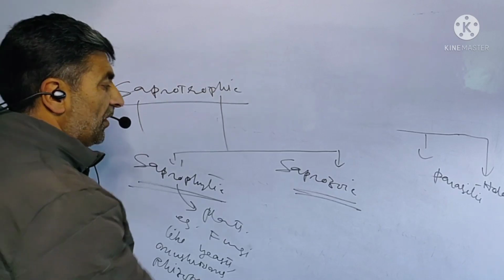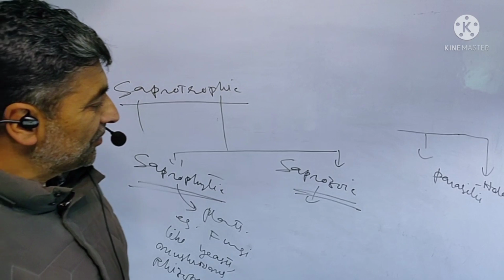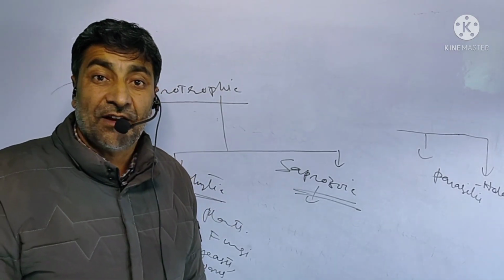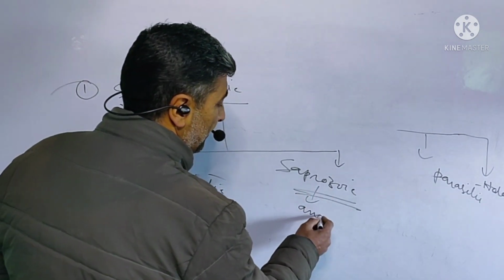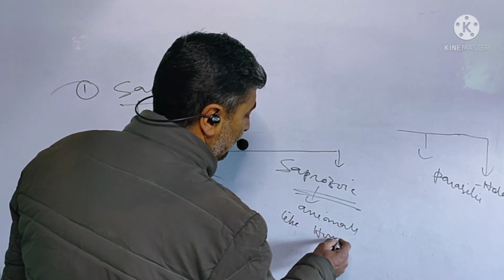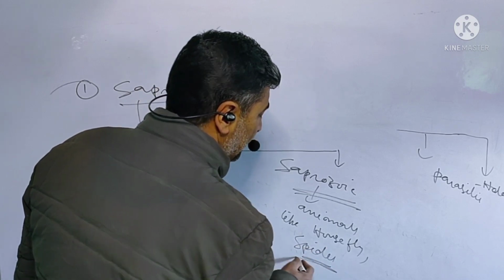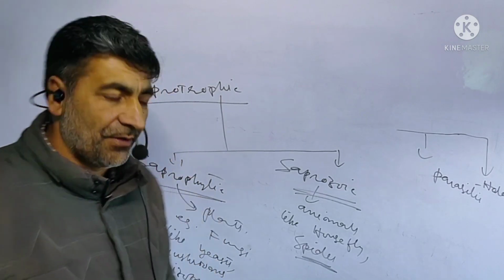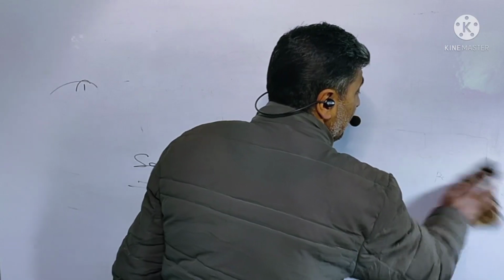So what is saprozoic nutrition? Sapro means rotten, zoic means animal. When the animals show such type of nutrition, that is called a saprozoic mode of nutrition. It is reported in animals like housefly and spider. They show saprozoic mode of nutrition. So this is one type. Let us take another type.